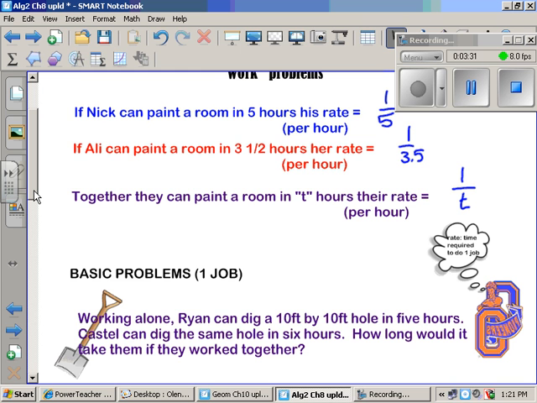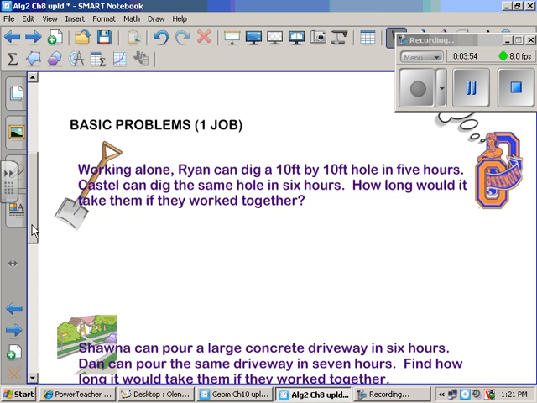Castell can dig the same hole in 6 hours. So what's his rate? 1/6. The one thing that trips people up a lot is they try to put these numbers into the problem somehow. But that's just describing the job. It really doesn't have anything to do with the problem. If the job changes, we have to redo the calculations entirely anyway. If it's a 20 by 20 hole, I'm sure you can't do it in 5 hours anymore.